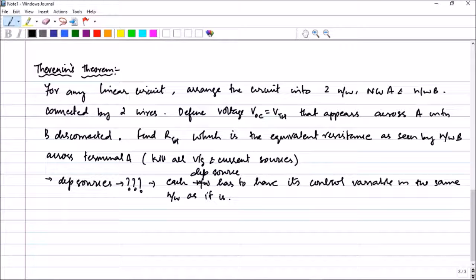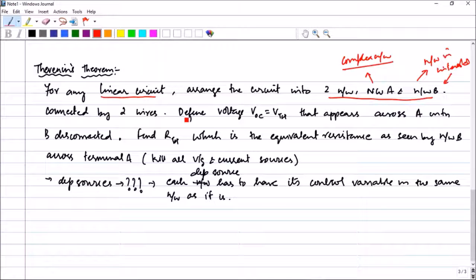I have written down the definition of Thevenin's theorem here. Now, let us just go through that definition. What is given is that it can be used only for a linear circuit. We are going through only linear circuit analysis. Arrange the circuit into two networks, network A and network B, connected by two wires. Now, network A is the complex network, and network B is the network in which we are interested. It is that network in which we will find the power, the current and voltage, etc. And network A is the complex network which has to be replaced by the Thevenin equivalent.